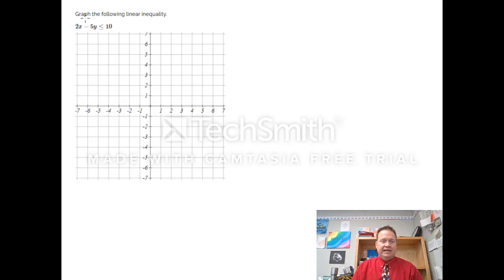Okay, now we're looking at an inequality, but you'll notice that we do not have y by itself. And so the first thing that we want to do is solve the inequality for y. And that's going to require a two-step process. We've got 2x minus 5y is less than or equal to 10. And I notice right away that it's underlined equal to, which means I'm going to be graphing a solid line, and we're going to go through a two-step process.